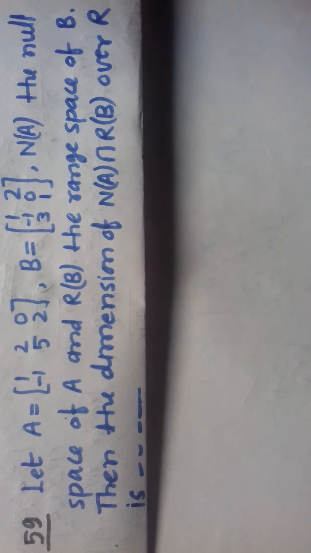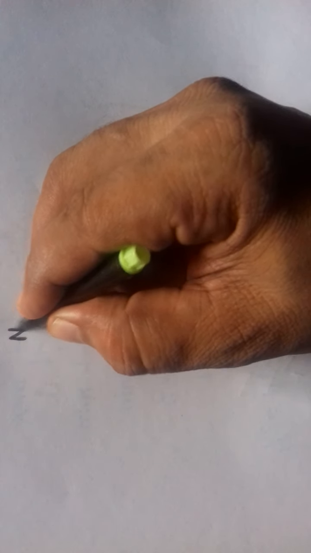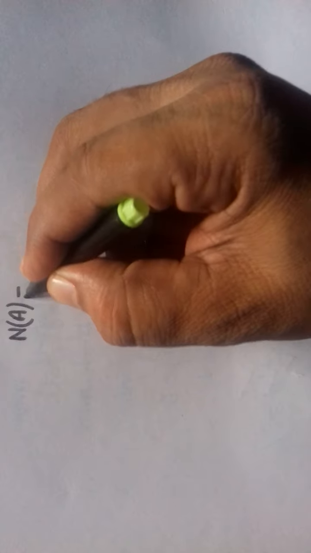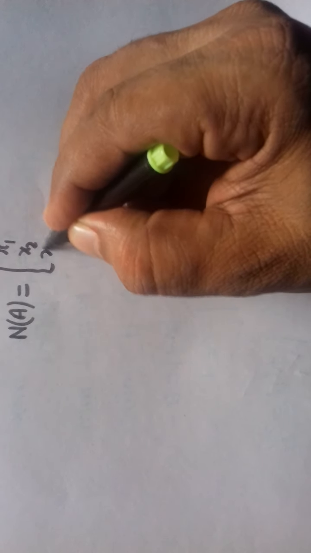Here is the question. The question is about vector space. In this, we have to find two spaces. One is the null space of A. Suppose the null space of A is represented by x1, x2, x3.